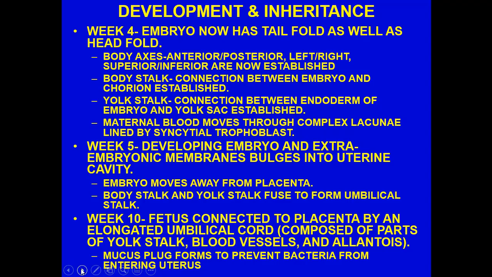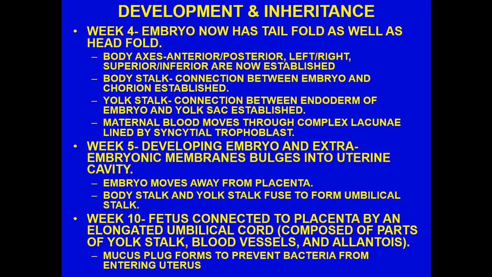Week four, the embryo now has a tail fold as well as a head fold. Now, body axes, this is where they get fixed. You have anterior, posterior, left and right, superior, inferior. The body stalk, a connection between the embryo and the chorion, has now been established. The yolk stalk, a connection between the endoderm of the embryo and the yolk sac, has been established. The maternal blood moves through complex lacunae lined with syncytiotrophoblasts.